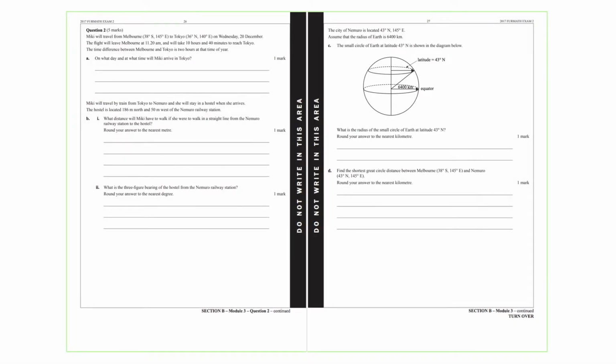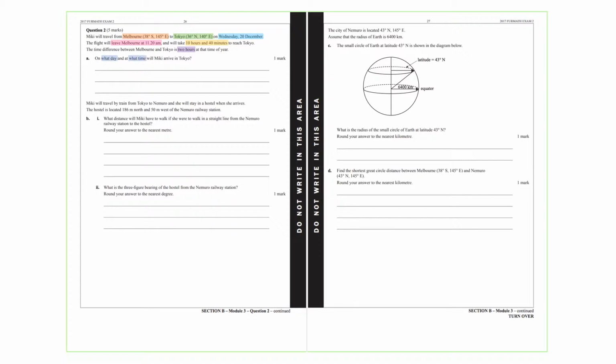Question 2. Miki will travel from Melbourne to Tokyo on Wednesday, 20th of December. The flight will leave Melbourne at 11:20 a.m. and will take 10 hours and 40 minutes to reach Tokyo. The time difference between Melbourne and Tokyo is 2 hours at that time of year. Part A. On what day and at what time will Miki arrive in Tokyo?